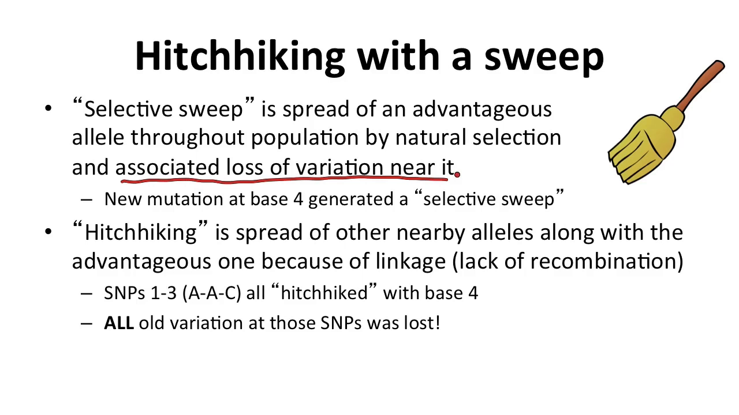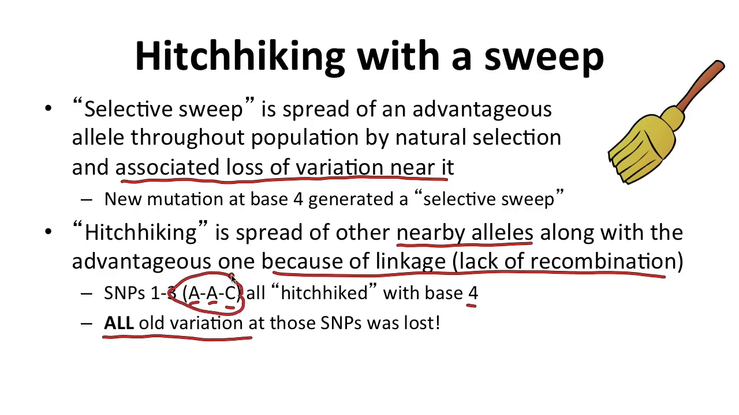Hitchhiking is a related concept. This is the spread of nearby alleles along with the advantageous variant because of linkage or because of this lack of recombination. So in this case, at SNPs 1, 2, and 3, we had the A, and C variants that all hitchhiked along with the spread of that adaptive variant at base 4. So the sweep there is what got rid of all the old variation, and hitchhiking is what happened in terms of these particular 3 variants.